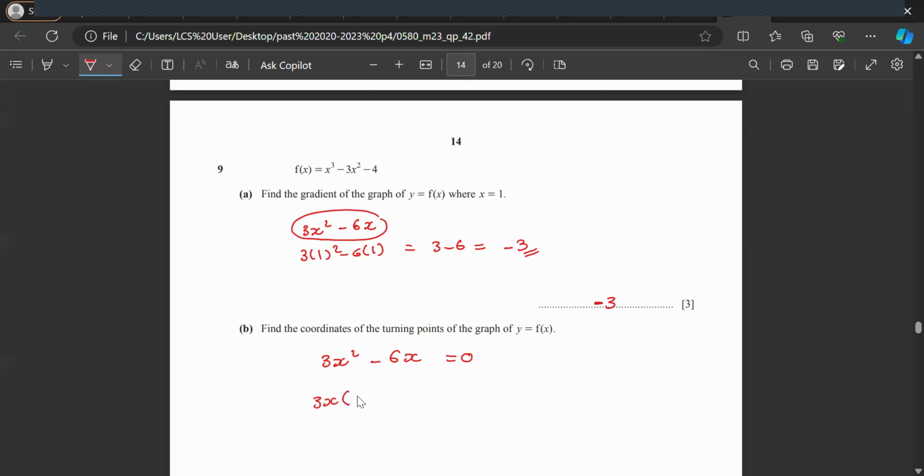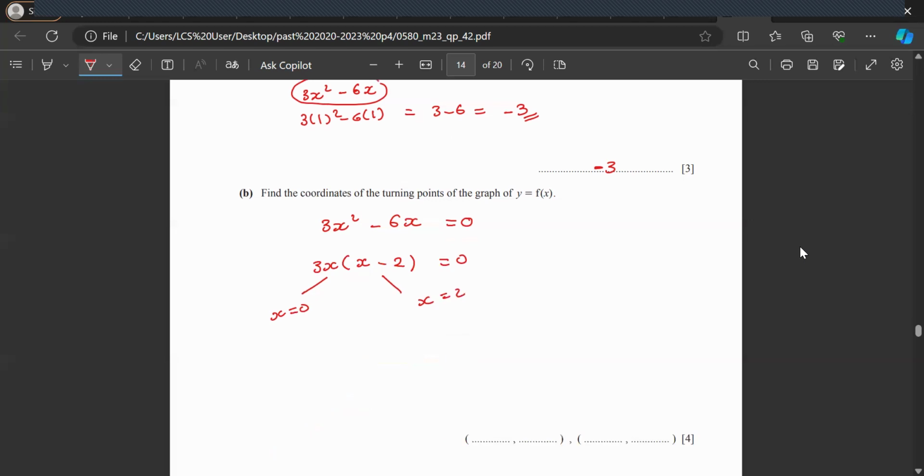What will remain? X minus 2 equals 0. So I have either x equals 0 or x equals 2. From here, any problem? Did I finish the question? No, I have to substitute in y again. So y equals 0 minus 0 minus 4, so y equals negative 4. So it will be 0 and negative 4.